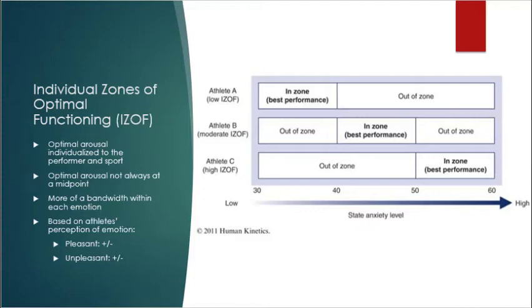And actually, they contend in this theory that arousal is more of a bandwidth within each emotion that we experience during competition. And so this is based on an athlete's perception of that emotion. We can see emotions as either being pleasant or unpleasant. But even some of the pleasant emotions that we feel may actually negatively impact our behavior or our performance. And conversely, there are unpleasant emotions that may actually positively impact our performance.